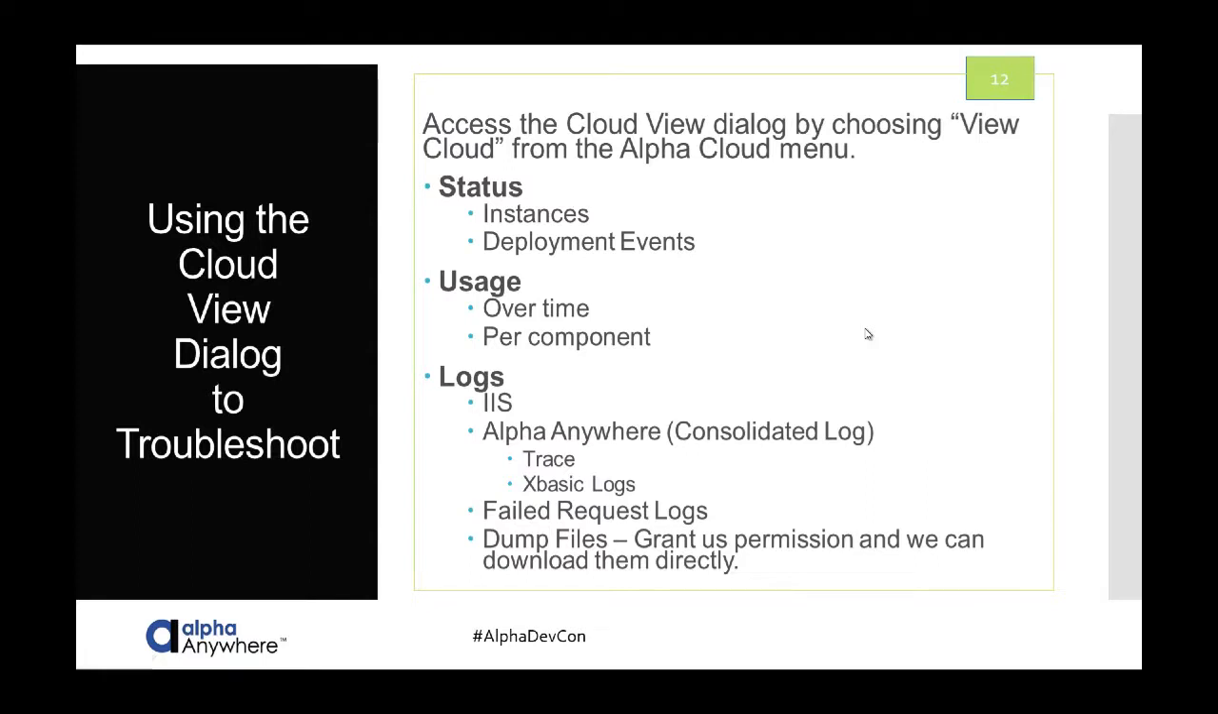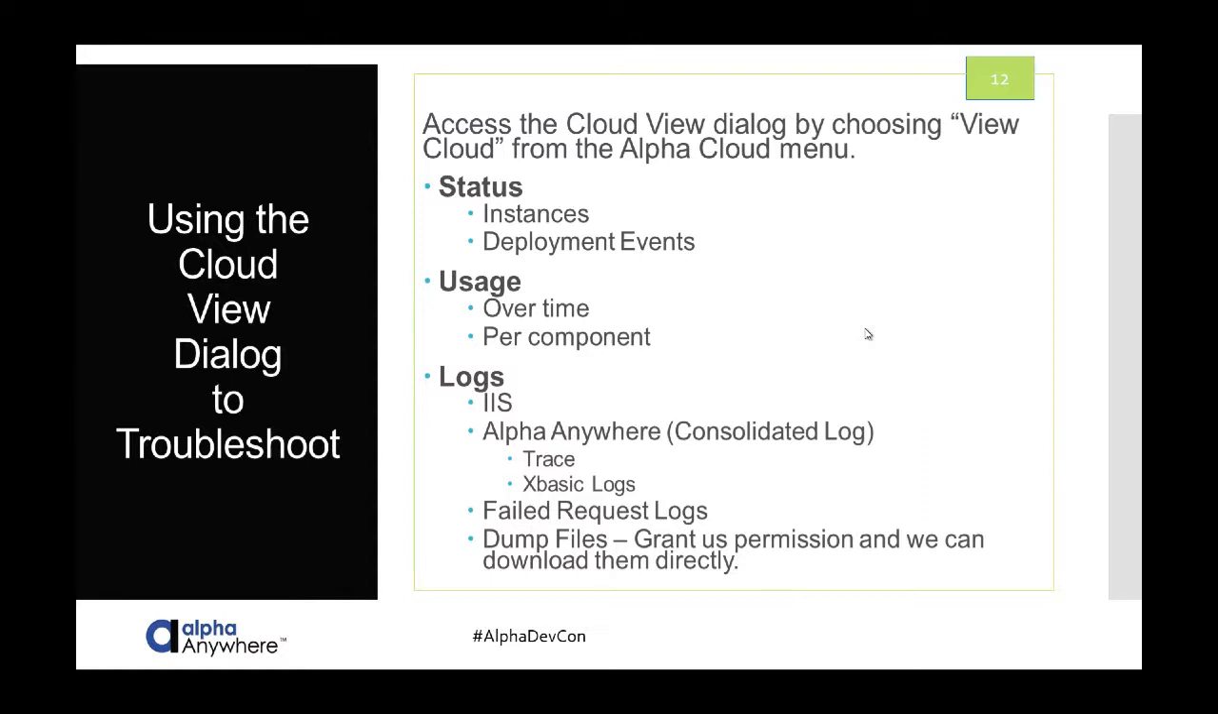Now, once you're running your application, you expect to be able to access logs, to look at usage, to get some sense of what's going on with your application. The Cloud View dialog is the place you do that. In that dialog, you can see the status of instances assigned to your application. You can see the history of the last deployment. You can look at usage data. You can look at logs, such as the IIS log.